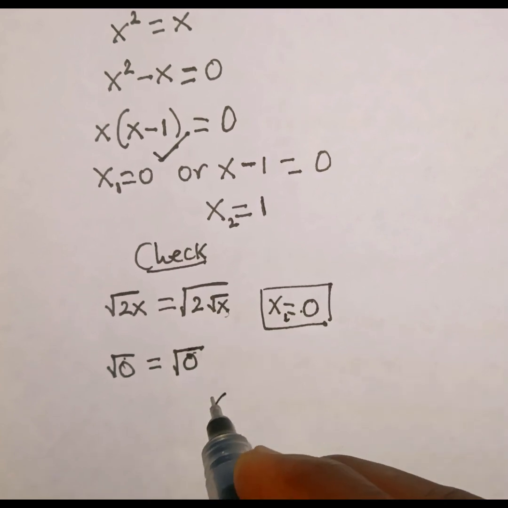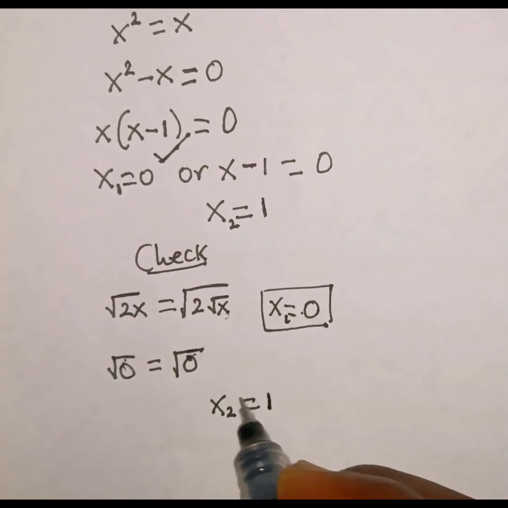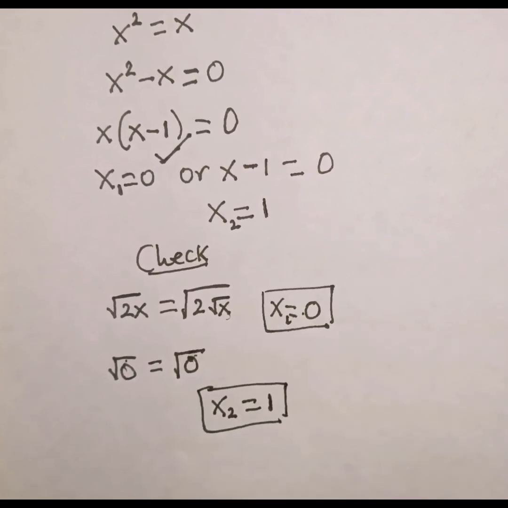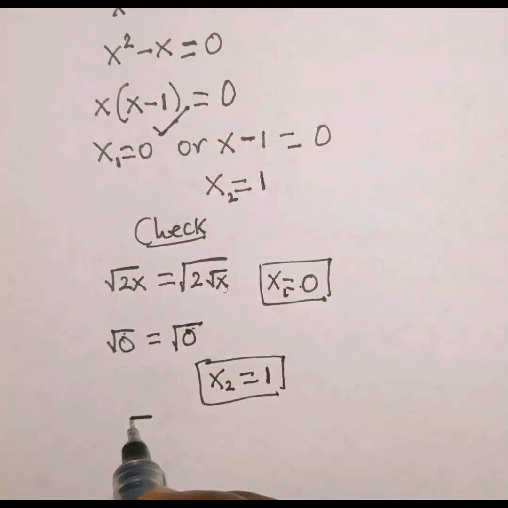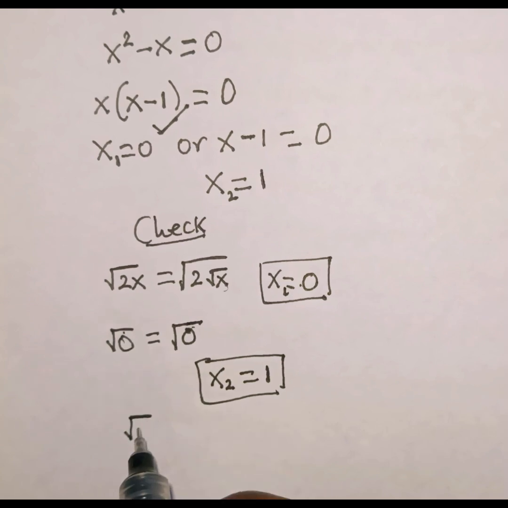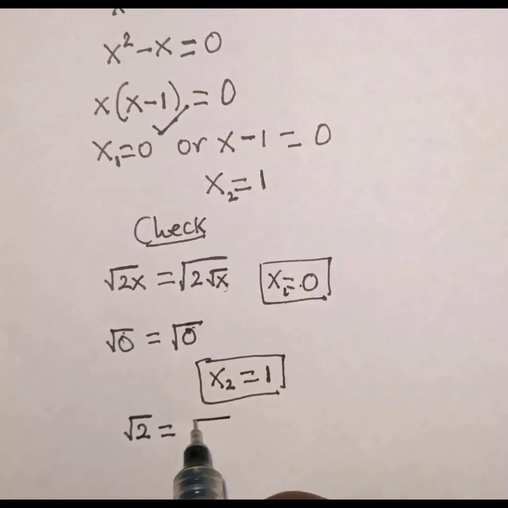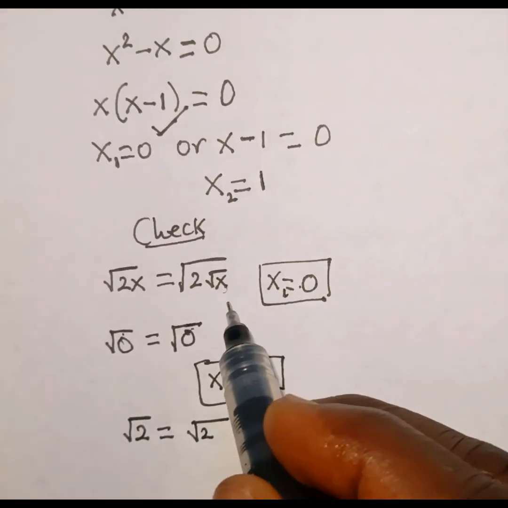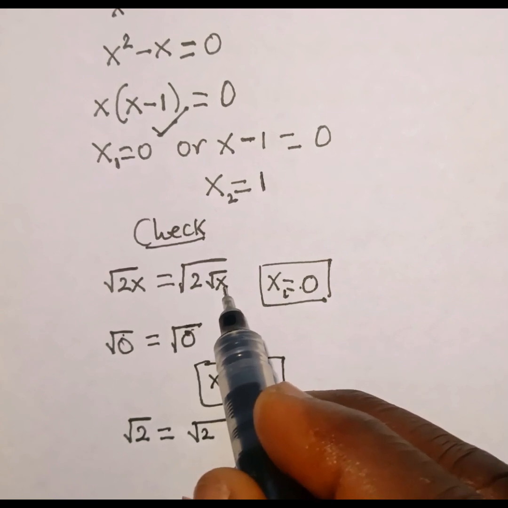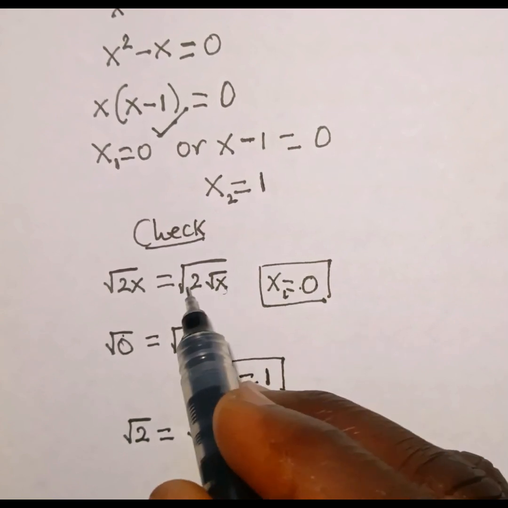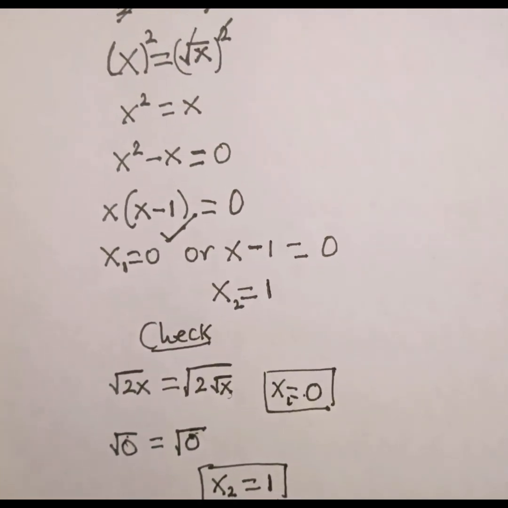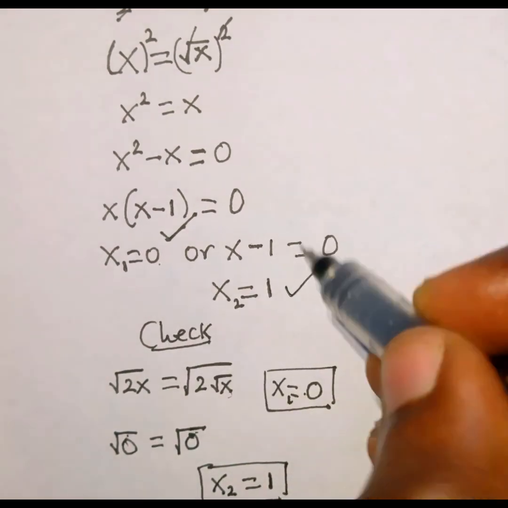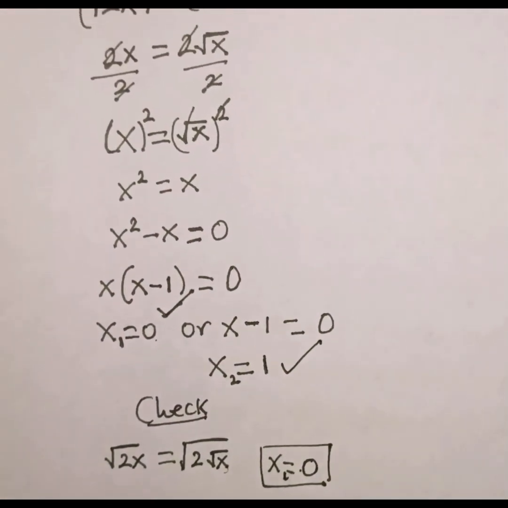Now let's see the second solution, x2, at x equal to 1. If we plug 1 into this original equation, the square root of 2 multiplied by 1 is the same as the square root of 2, which is equal to the square root of 2. Then when we plug in 1 here, the square root of 1 is the same as 1, then 1 multiplied by the square root of 2 is the same as the square root of 2. So the square root of 2 is the same as the square root of 2. Now we can conclude that these two solutions, x equal to 0 and 1, satisfy this radical equation. Thank you for watching.